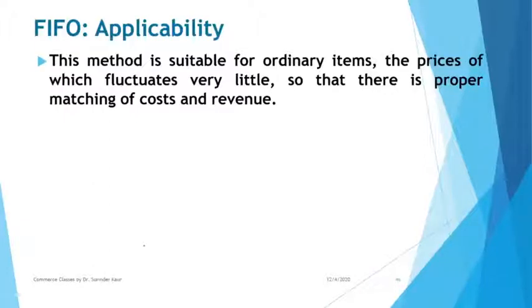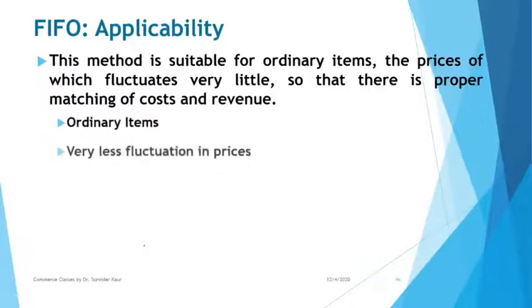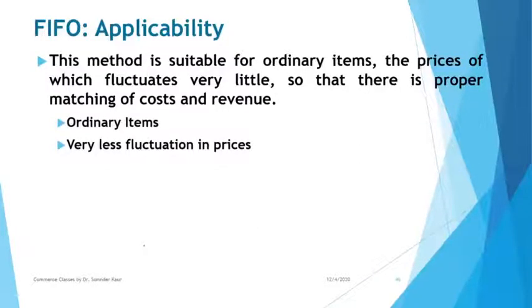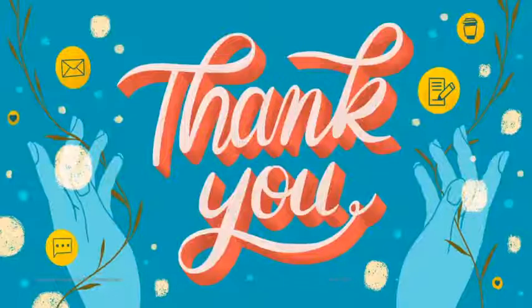Because in a business we should show our profit or loss at a fair price. So proper matching of cost and revenue is necessary, and that is possible only when the prices are fluctuating very little. Okay, so this is applicable for ordinary items when there are very few fluctuations in the prices. I hope this is clear to you.